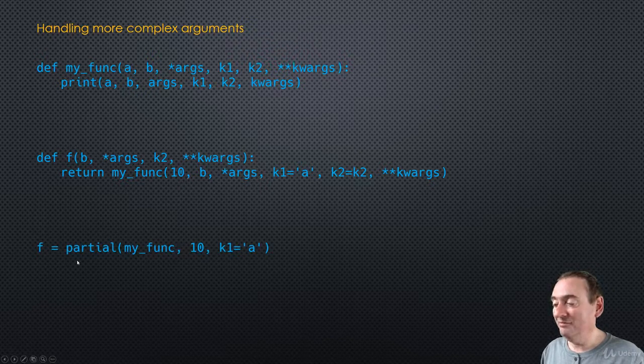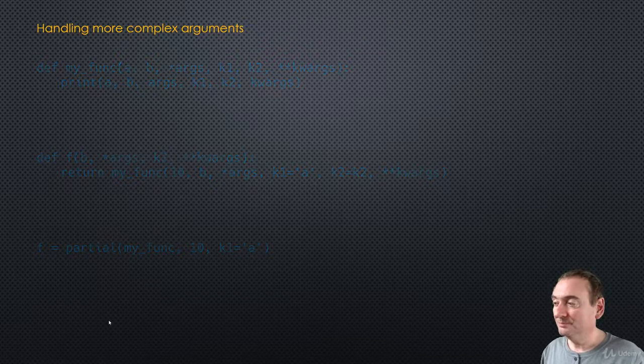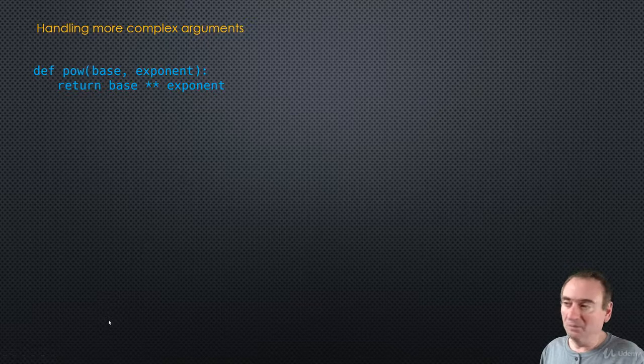So now if I say f equals partial, my func, 10, and k1 equals a, this will achieve the same thing. So whatever we had here will get essentially done here as well. So you can see now it's actually a little simpler, the syntax. It's more visibly simpler than in the previous example, which was very simple. Okay. So let's take a look also when we're handling more complex arguments.